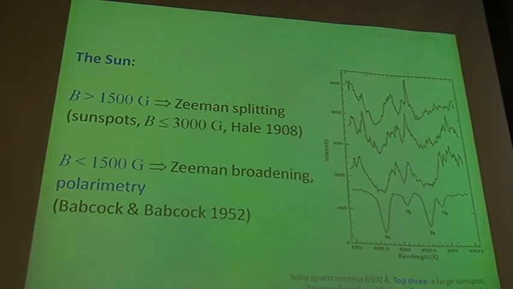In the Sun, it is much easier. What we have here is the splitting of lines in the Sun. This is the iron line.